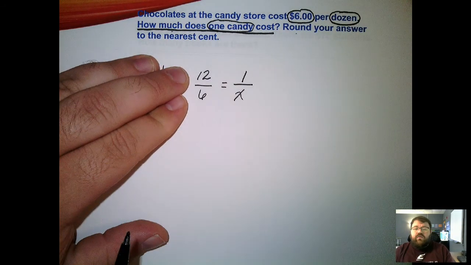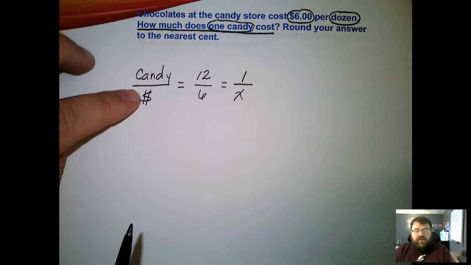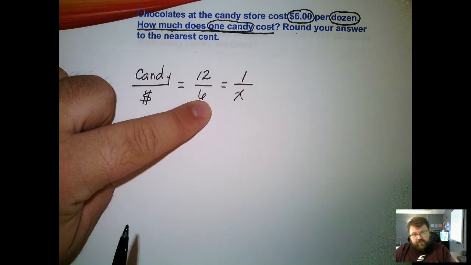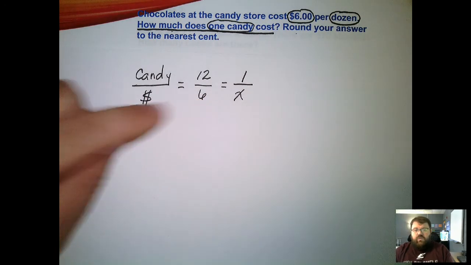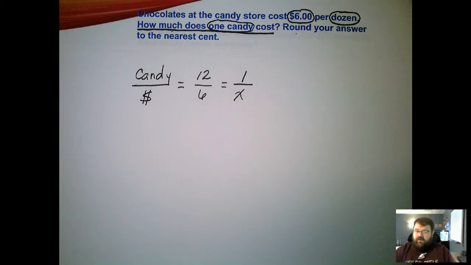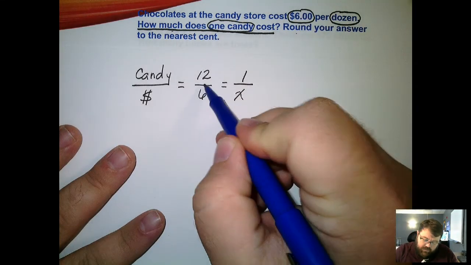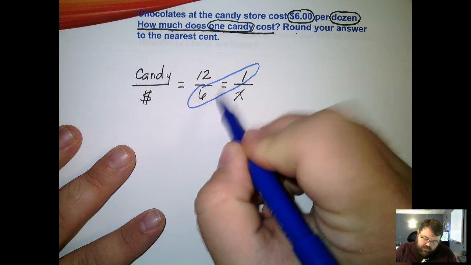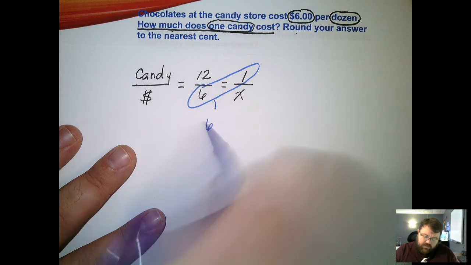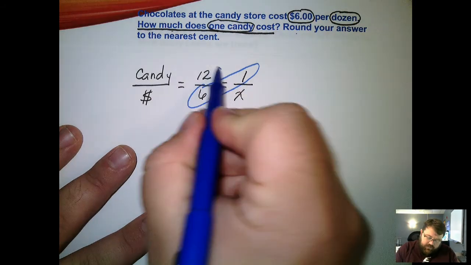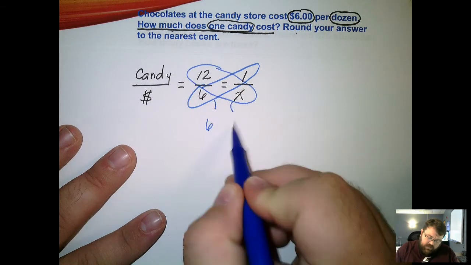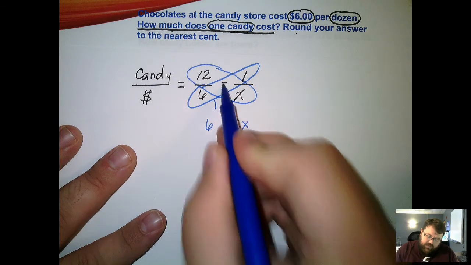This should look very familiar to you. I needed my units here to help me set this problem up. You can do a couple of different things from here. You can use scale factor, or you can use cross products. I'm going to use cross products. With cross products, remember I'm talking about the butterfly method. 6 times 1 is 6. 12 times x is 12x. Bring down your equal sign.